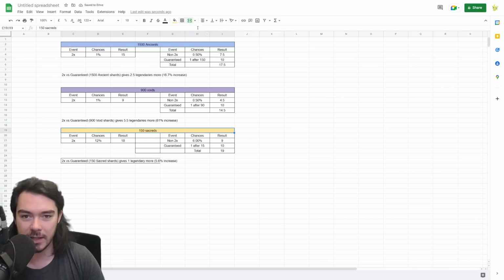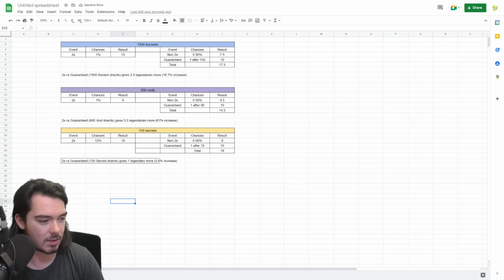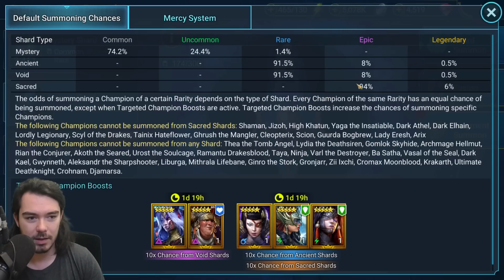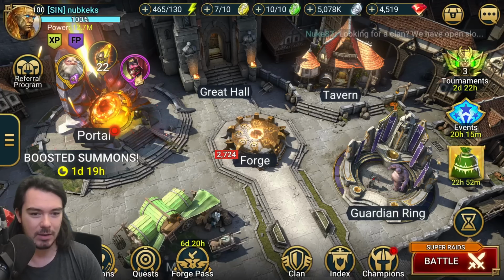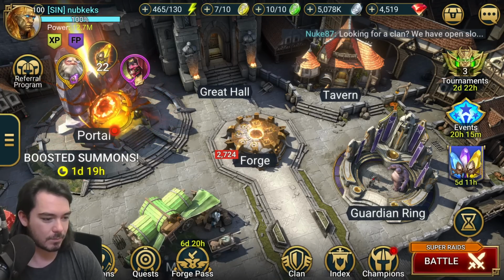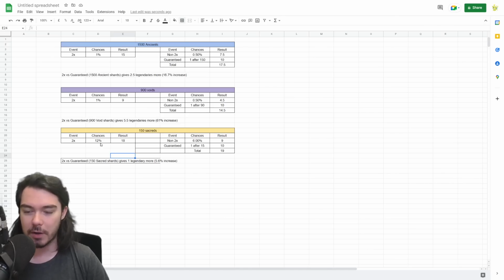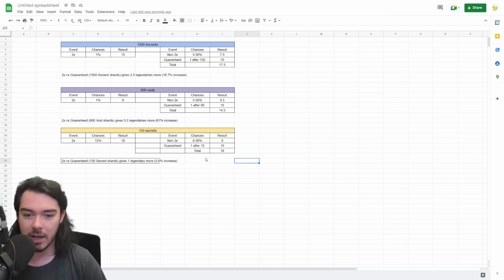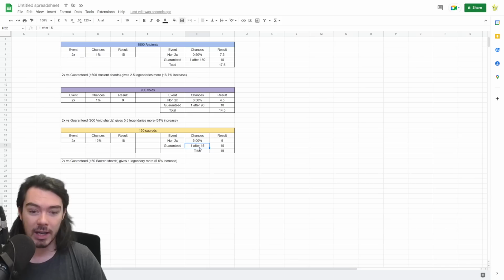In a 2x event, you're going to have a 12% chance. Is that right? Is it 12? It's not right, is it? No, it is. Good. Okay. I thought for a second it was 16%. Now it's 12, so we're right. Just double checking. So 12%, you're going to get 18 legendaries on average out of 150. In the non-2x event, you're going to get 9. And then guaranteed, it's usually 1 after 15 sacred shards. You're going to get 10 out of that, which is going to give you a total of 19.